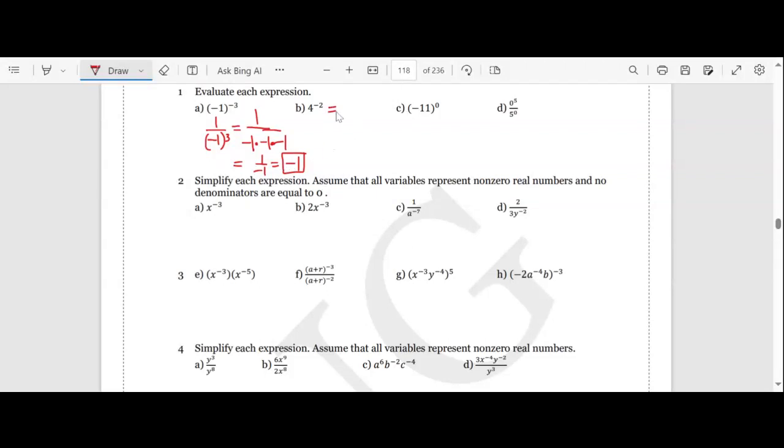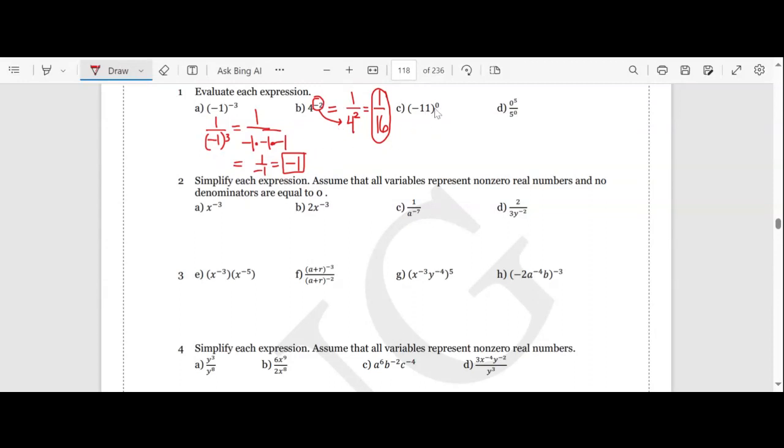2 to the power of negative 2. 1 over 4 to the power of 2, which is 1 over what? 16. Next one. Power negative 2. When you have a negative, what should you do? You flip it. It goes down and becomes the positive power.